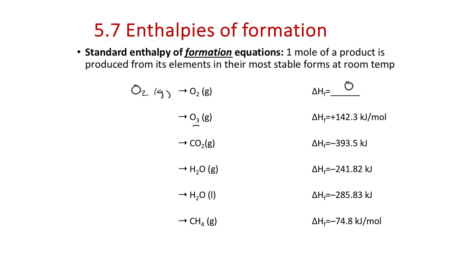Carbon does this too. Carbon has allotropes. Carbon has diamond versus graphite. There are carbon nanotubes, there are buckyballs. Those are all different forms of carbon. The two most common forms that you find in nature are graphite and diamond, and it turns out graphite is the most stable, but we'll talk about that in a minute.